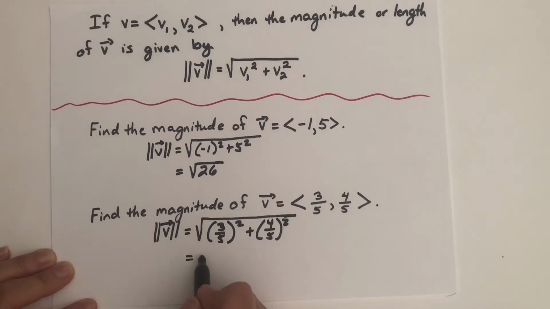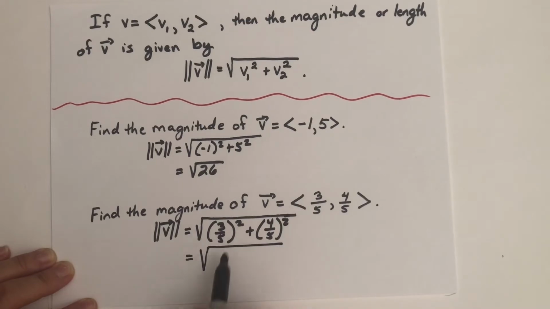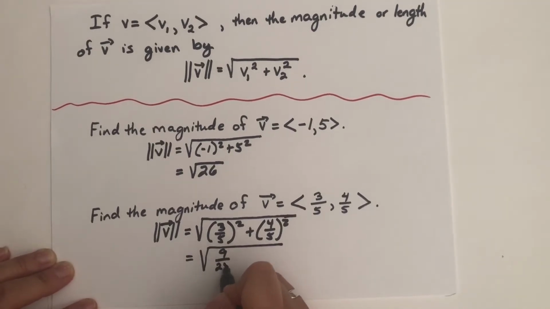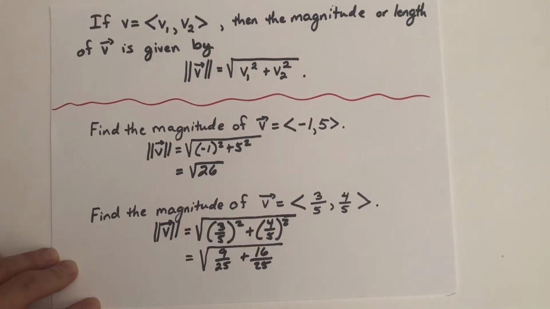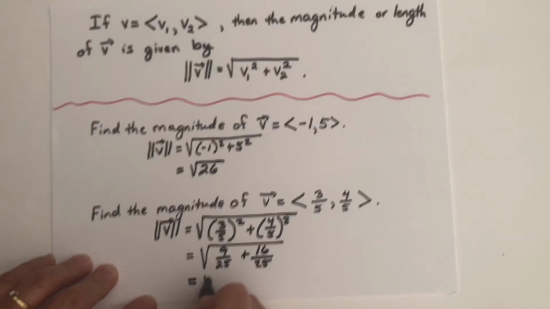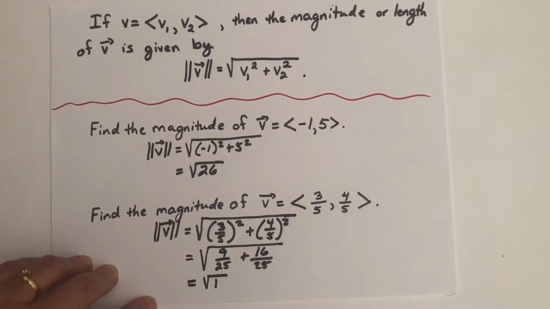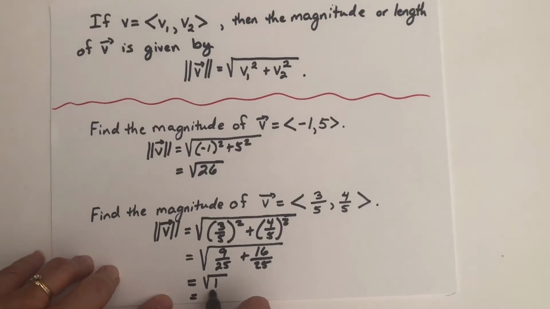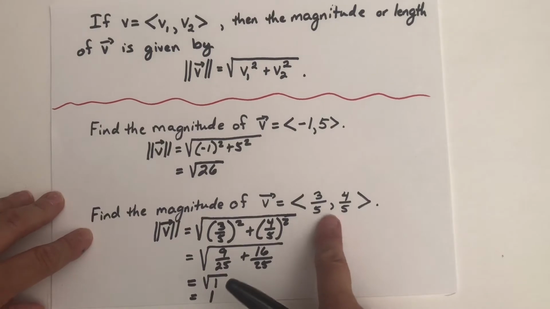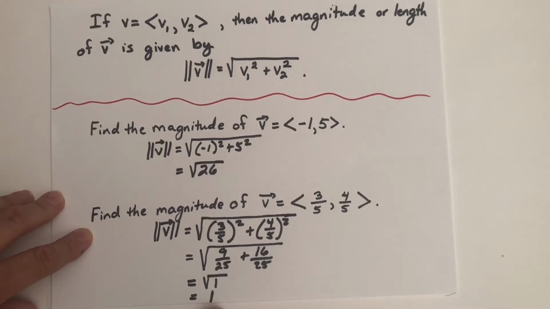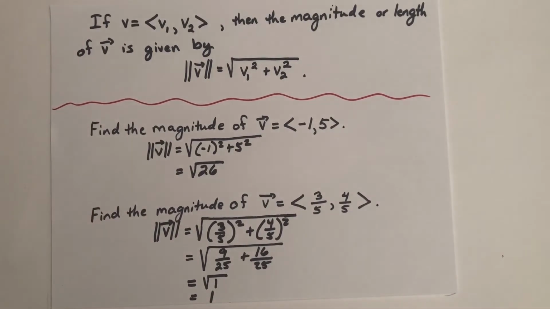Well, we can simplify that. We have 9/25 plus 16/25. And let's see, that is 25/25, which is 1. And we know the square root of 1 equals 1. So the magnitude of this vector is 1, or its length is 1.